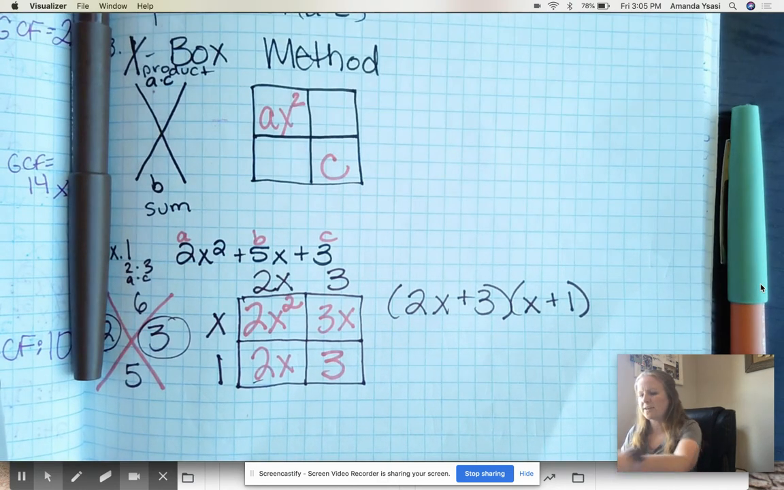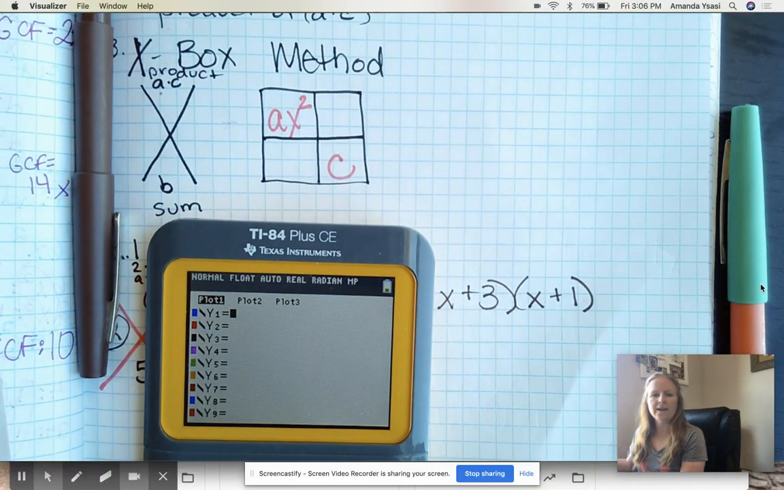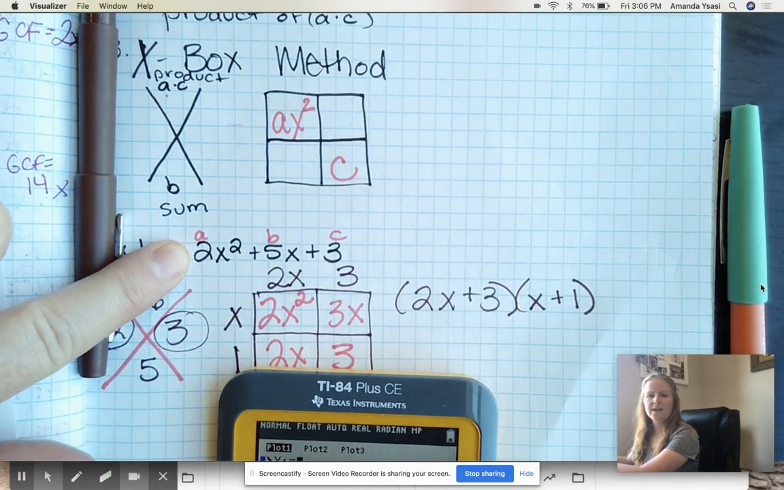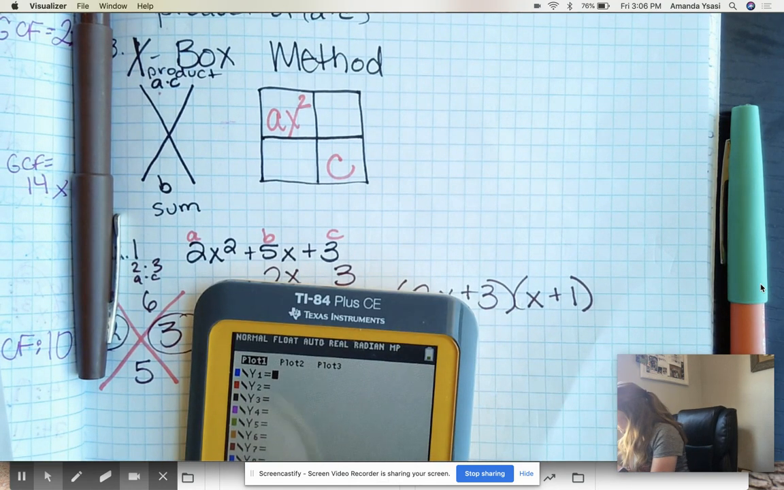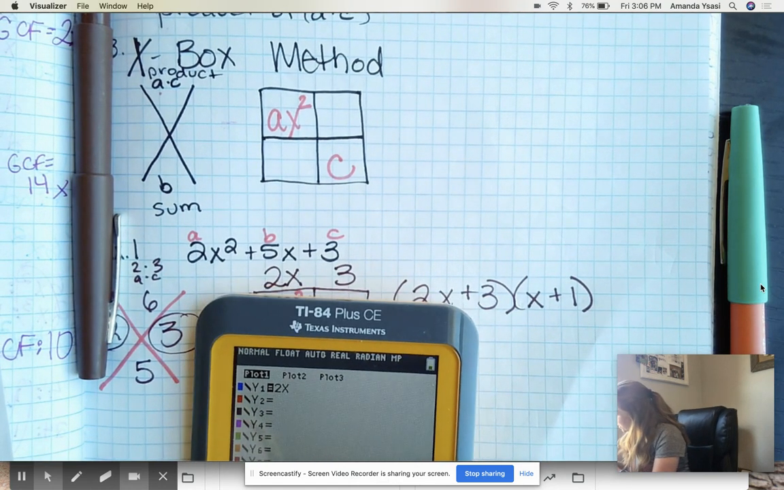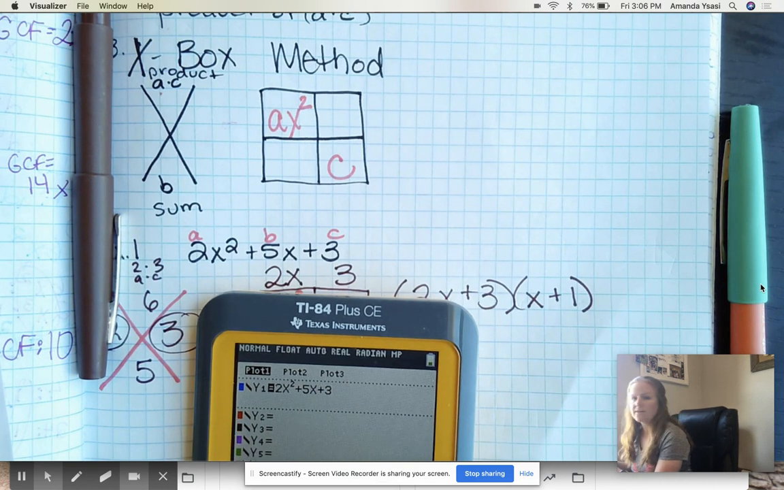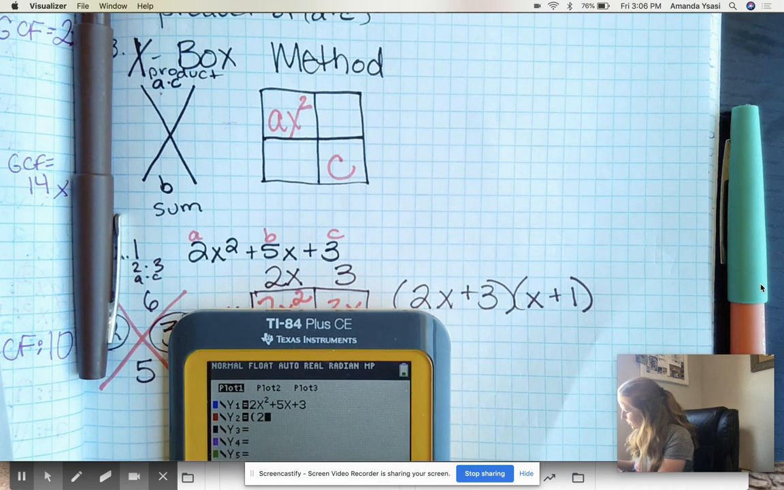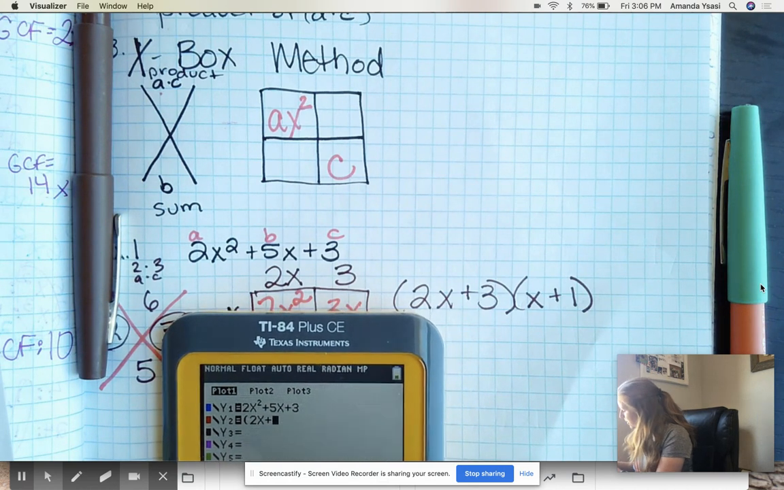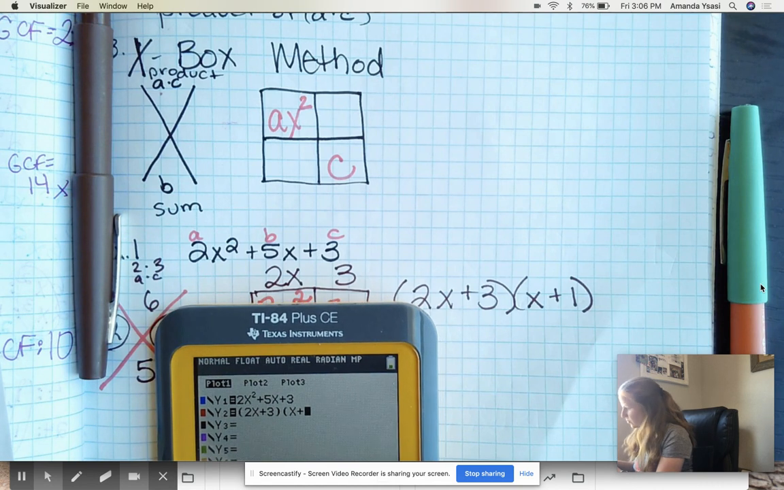If you want to check these using the calculator, an easy way to do that would be go to your y equals, put your original in, and then put this one in, and they should have the matching table. So I'll show you that right now. So 2x squared plus 5x plus 3, that's in y1. And then in y2 is parentheses 2x plus 3, parentheses x plus 1.